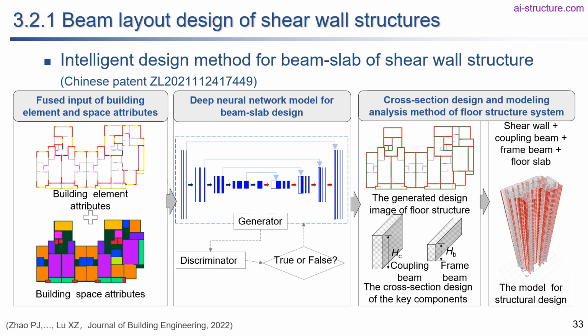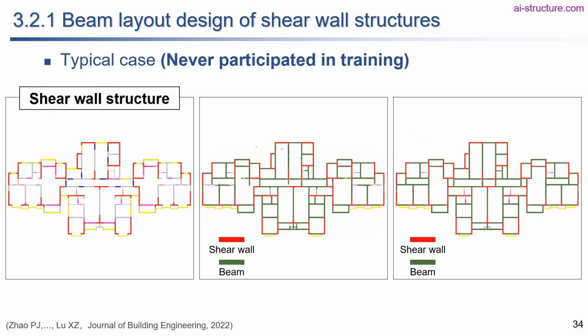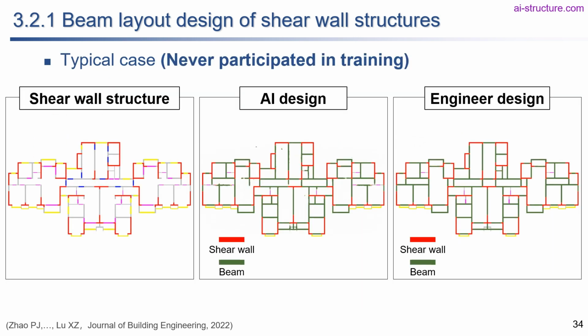In addition to shear walls, AI can also design horizontal floor components. At the same time, the spatial layout of the building must also be considered. As a result, we proposed an AI design method for shear wall beams that takes into account the spatial layout of buildings. This is a typical case of the beam design of shear wall structure. It can be seen that the results of AI's design and engineer's design are very close.